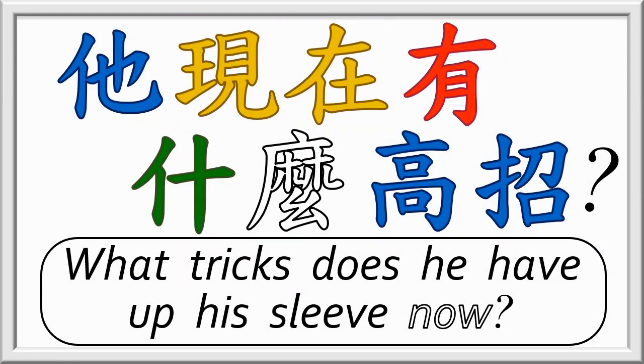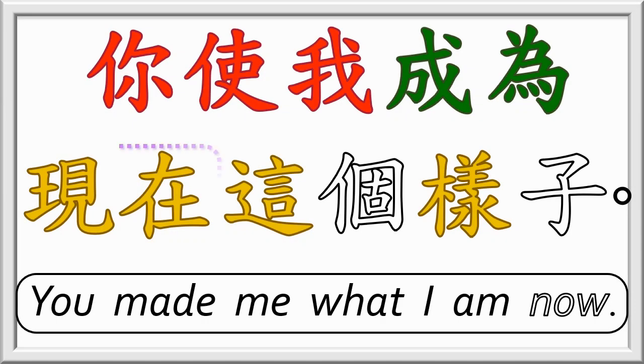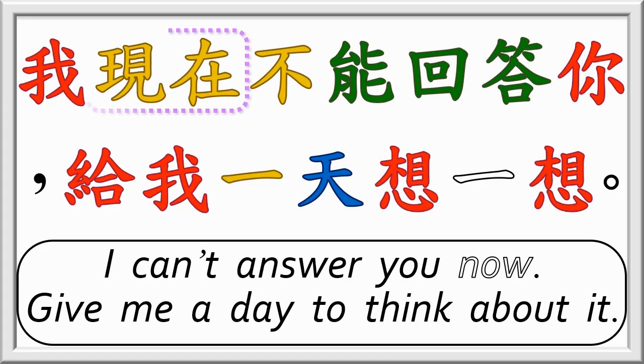他现在有什么高招? What tricks does he have up his sleeve now? 你现在知道怎么回事了吗? Do you know what's going on now? 你使我成为现在这个样子. You made me what I am now. 我现在不能回答你. 给我一天想一想. I can't answer you now. Give me a day to think about it.